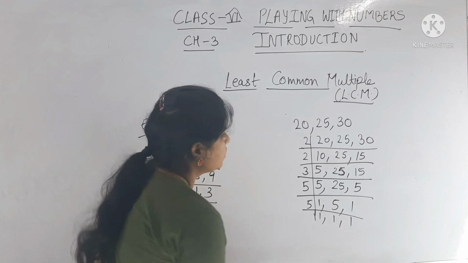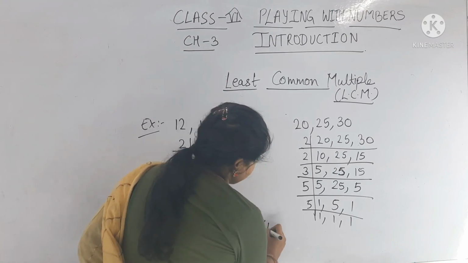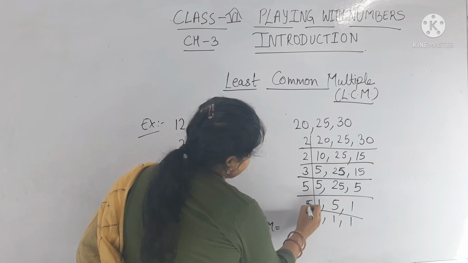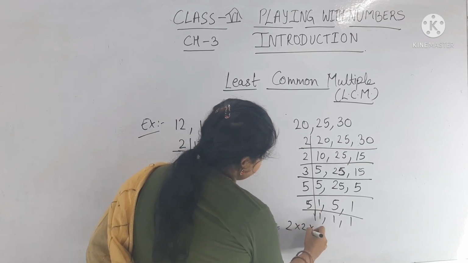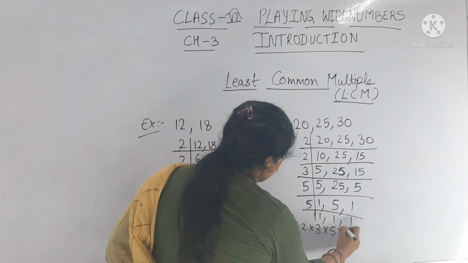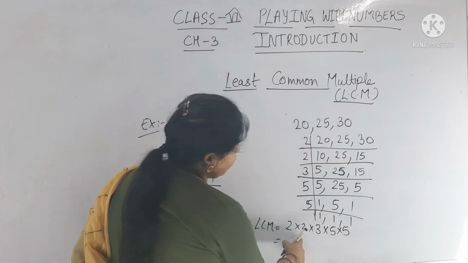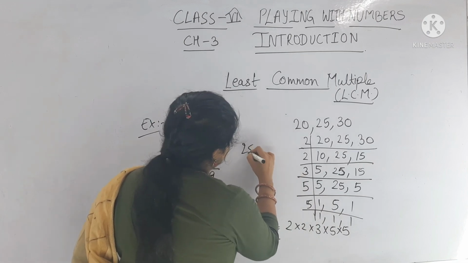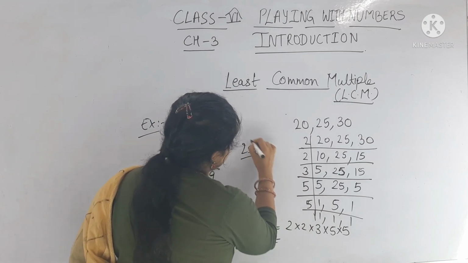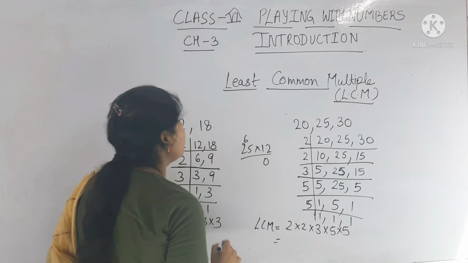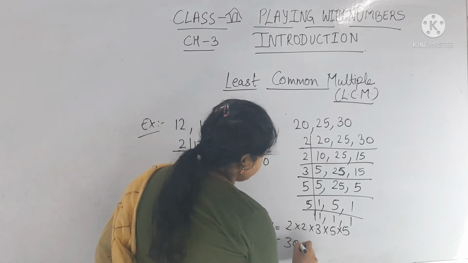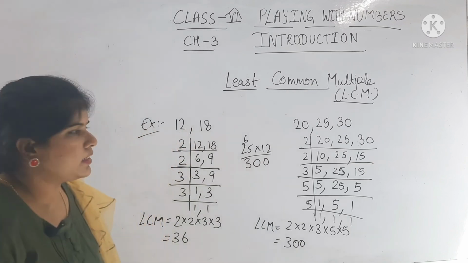What is the LCM? So LCM is equal to, you have to write like this, 2 into 2 into 3 into 5 into 5. 2 2s are 4, 4 3s are 12, and 25 into 12: 12 5s are 60, 12 2s are 24 plus 6, 30. So I am getting 300 as the LCM.